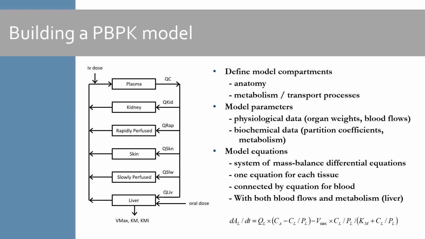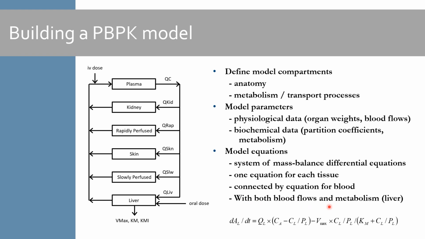So when we build a PBPK model, again, like I've said previously, we need to define what compartments we need in the model. So the compartments that are needed really depend on the goal of the model. And also will depend on the metabolism and transport processes involved in the chemical analysis. For the parameters, physiology data like organ weight and blood flows can be found in the literature. Biochemical data like partition coefficient and metabolism can be predicted or derived from in vitro experiments.